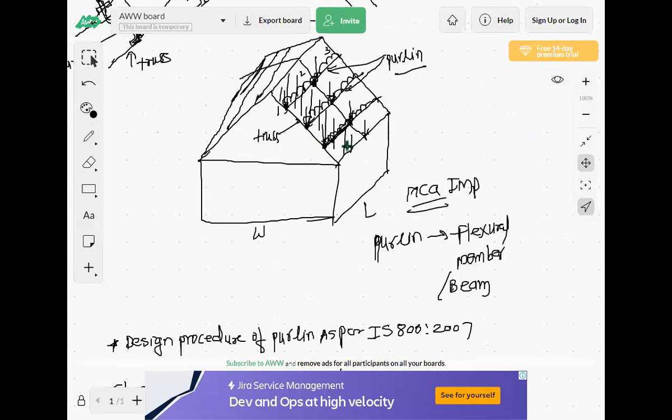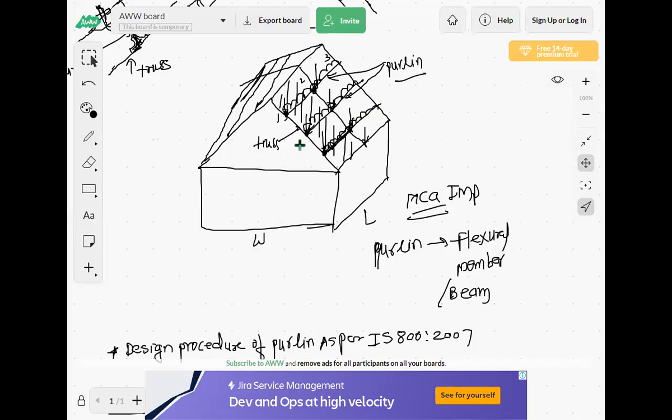Again, here, if we see this image, this is purlin number 1, this is purlin number 2, this is purlin number 3. So this distance is nothing but the spacing of purlin. Show in this sketch again.